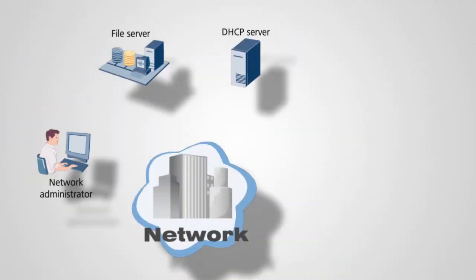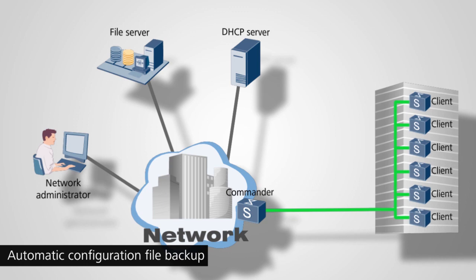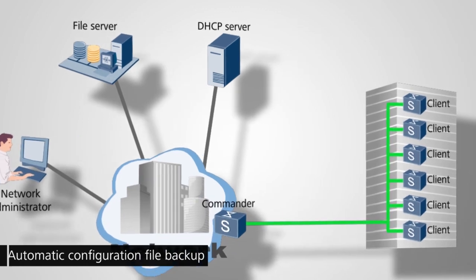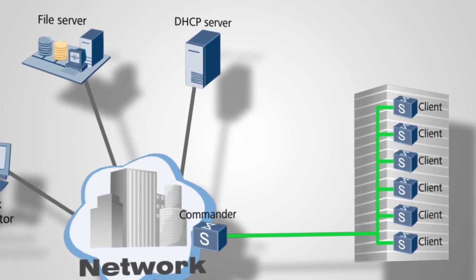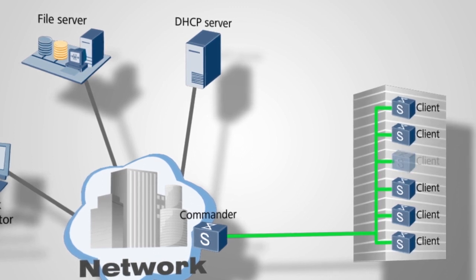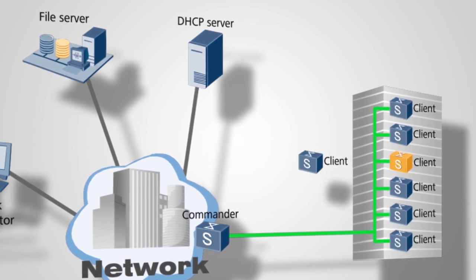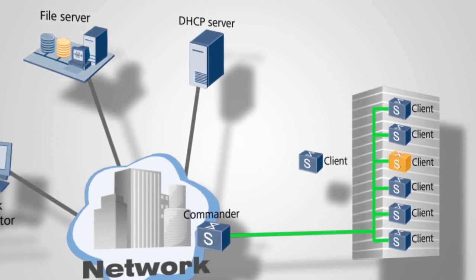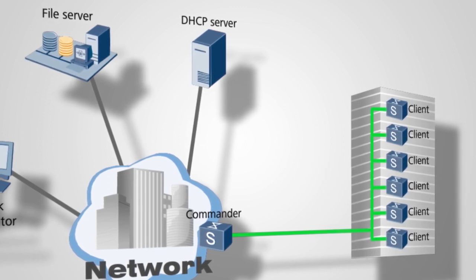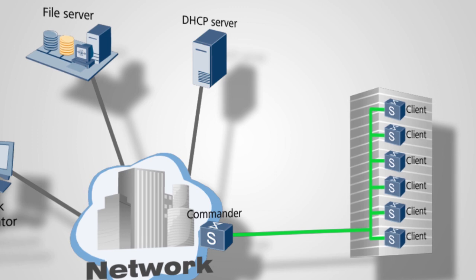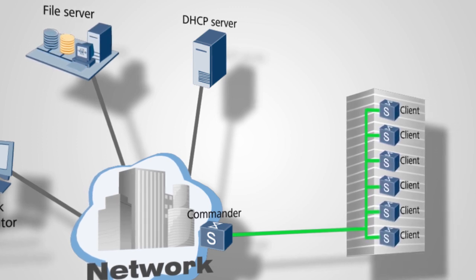If EasyDeploy is already deployed on your network, an automatic configuration file backup has been configured on the commander. EasyDeploy can quickly synchronize the new configuration to the new device that replaces the faulty one. When a device on your network fails, you can configure the mapping between the new client and the faulty client on the commander. After the new client replaces the faulty one and is powered on, it immediately starts the faulty device replacement process.